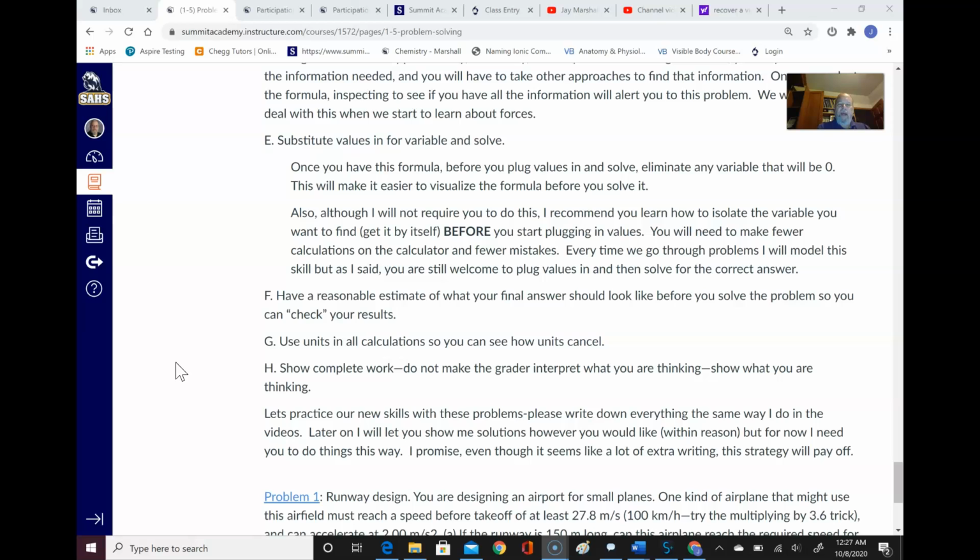Okay, now you don't have to do this. You can do it the way that you feel comfortable doing it, and if just plugging values in right from the start works, fine. But I guarantee you, when we get into some more complex problems, that's going to become very, very confusing, and it will lead to a lot of mistakes. So every time we go through a problem, I will model this skill. I'll show you how to do this, and hopefully that will become a practice that you follow as well.